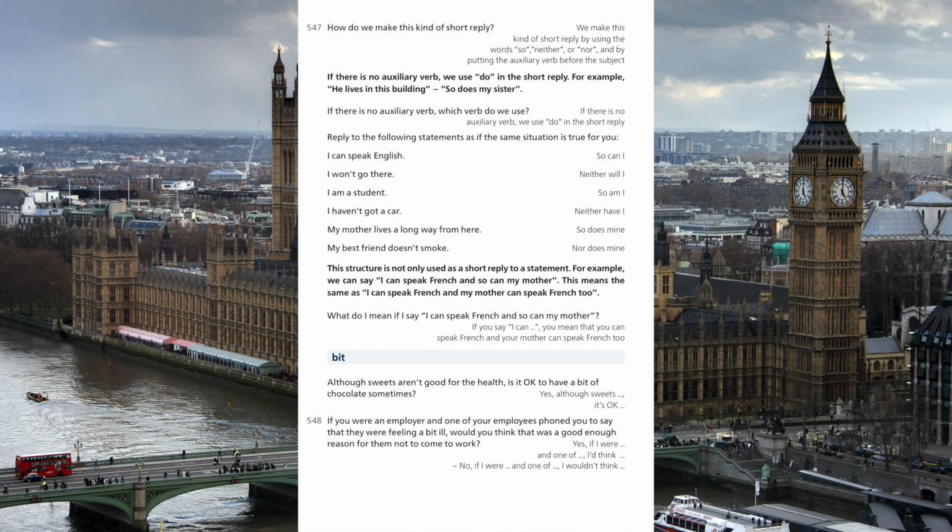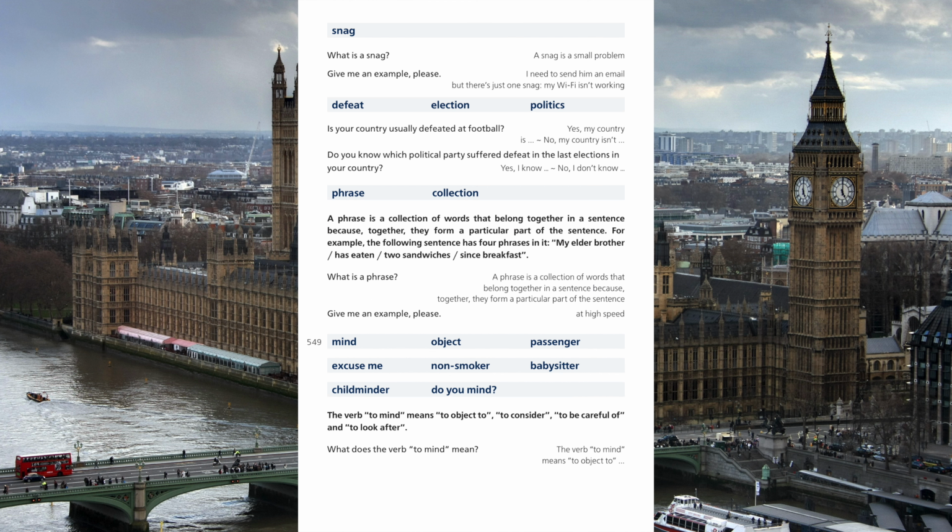Bit. Although sweets aren't good for the health, is it okay to have a bit of chocolate sometimes? Yes, although sweets aren't good for the health, it's okay to have a bit of chocolate sometimes. If you were an employer and one of your employees phoned you to say that they were feeling a bit ill, would you think that that was a good enough reason for them not to come to work? No, if I were an employer and one of my employees phoned me to say that they were feeling a bit ill, I wouldn't think that that was a good enough reason for them not to come to work.